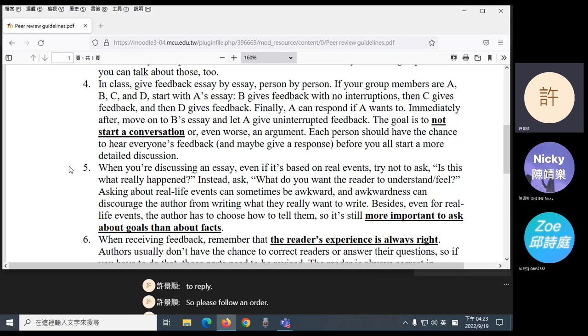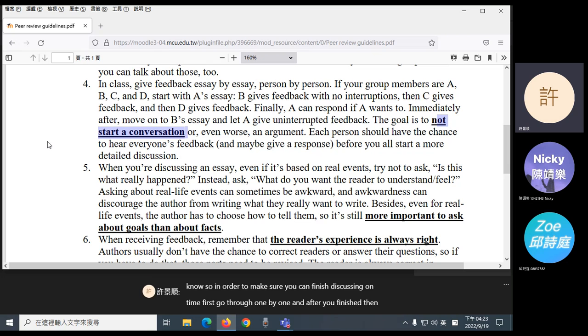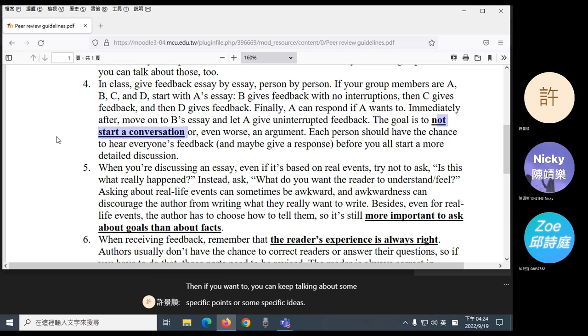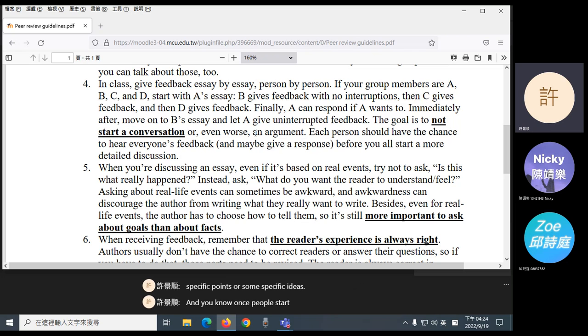The point is to not start a conversation. Once you start chatting, you're not going to stop. Trust me, I know. So in order to make sure you can finish discussing on time, first go through one by one. And after you finish, then if you want to, you can keep talking about some specific points or some specific ideas. Once people start chatting, some people might start arguing, and we really don't want to have an argument. So please follow this order.